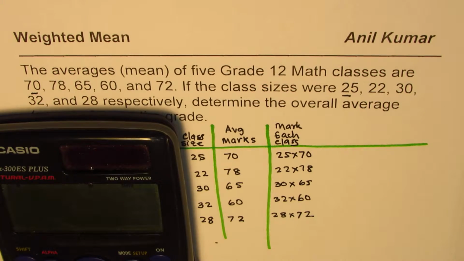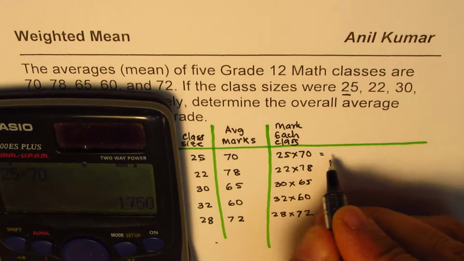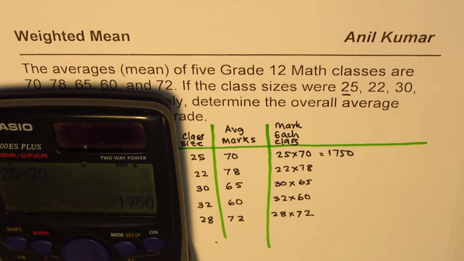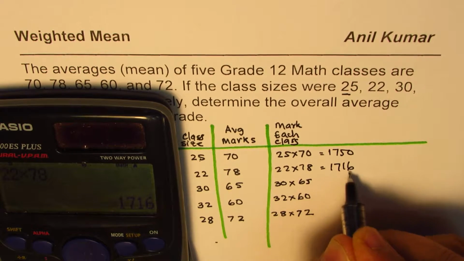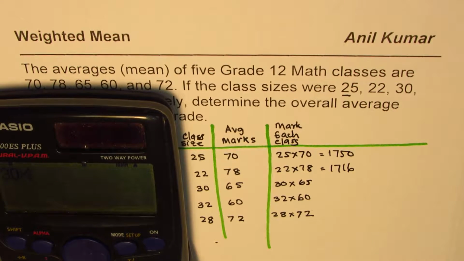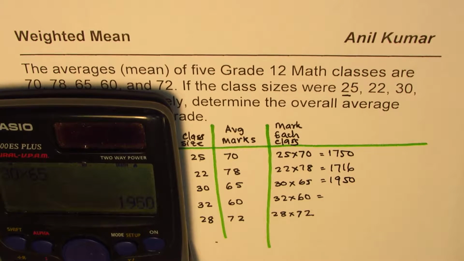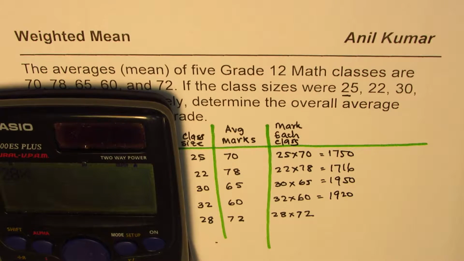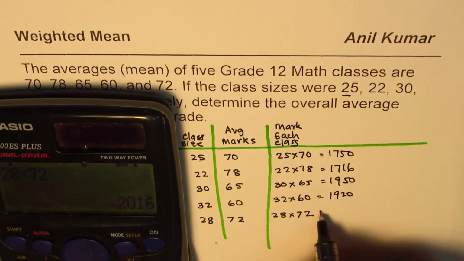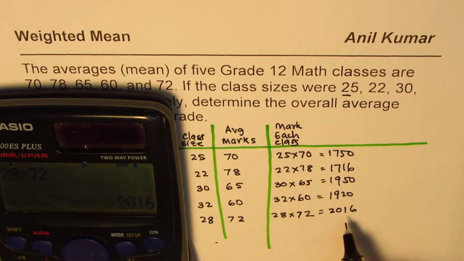Okay, so we get 25 times 70 equals 1750. 22 times 78 equals 1716. 30 times 65 equals 1950. 32 times 60 equals 1920. 28 times 72 equals 2016. Do you see that? So that is the total number of marks for each class.